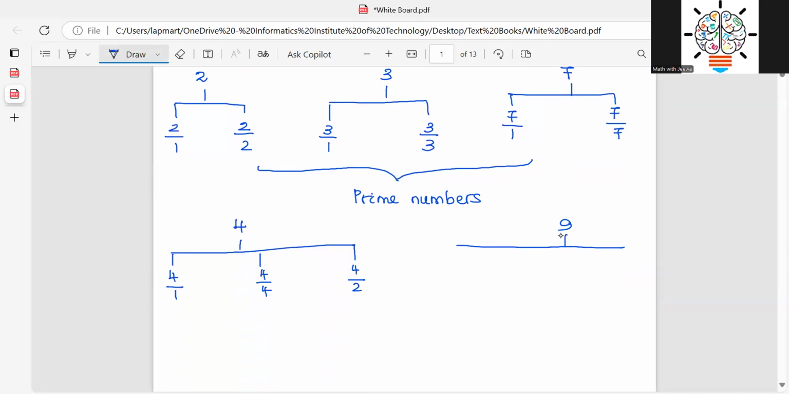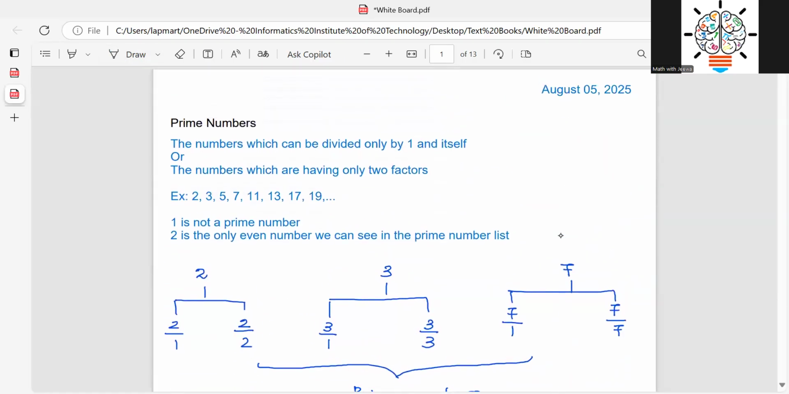You just see that 9 you can divide by 1. 9 you can divide by 9. And 9 you can divide by 3 also. So they are not prime numbers, right? So quickly, this is how you want to have the note. I told you in the previous video also, children, I'll explain everything at once, but what you want to do is pause the video and copy down the note.